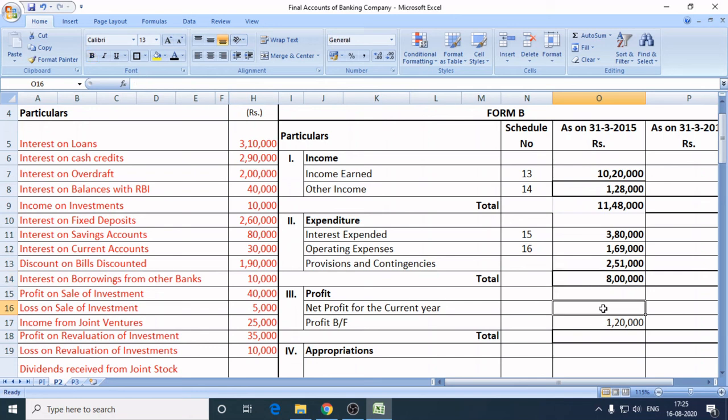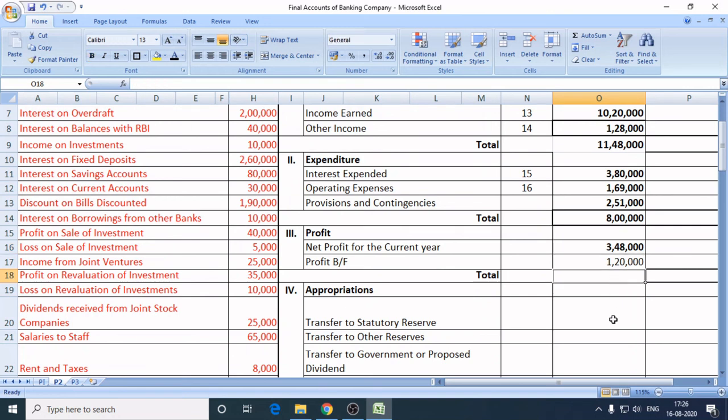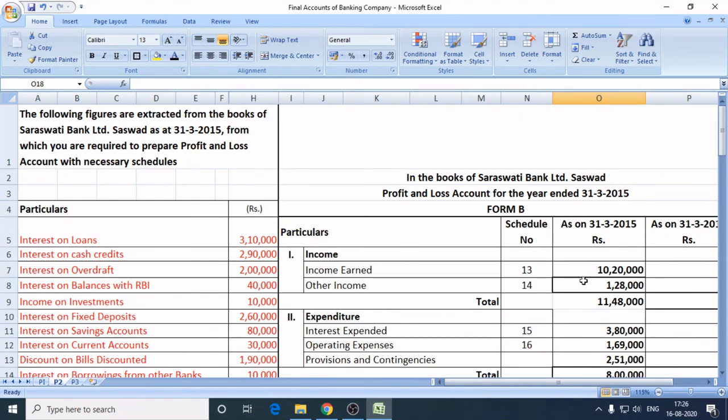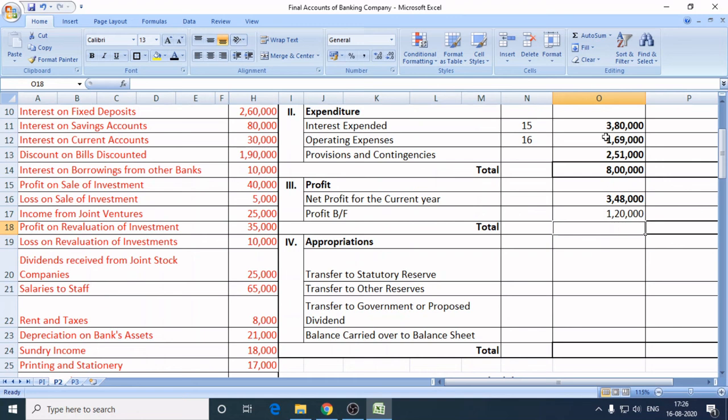Let's calculate the current year profit. For the current year profit, we simply need to deduct the total expenditure from the total of income. So the total income of the current year is 3,48,000. Now calculate the total income of the bank up to the financial year 31st March 2015, I mean to say 14-15, and for that you need to add these two figures. So 4,68,000 is the bank's total lifetime income. The current year income is 3,48,000, the previous year income is 1,20,000, and the total is now 4,68,000.